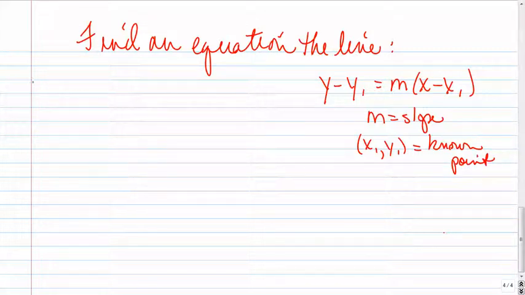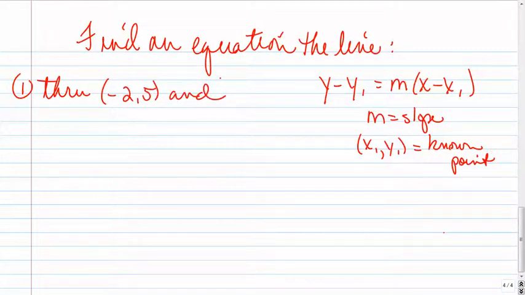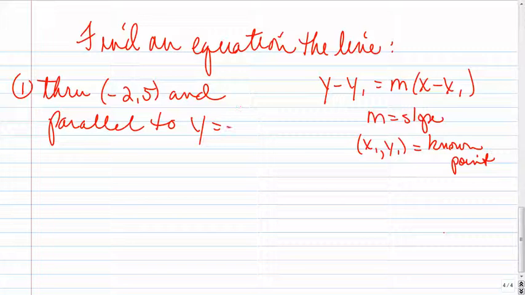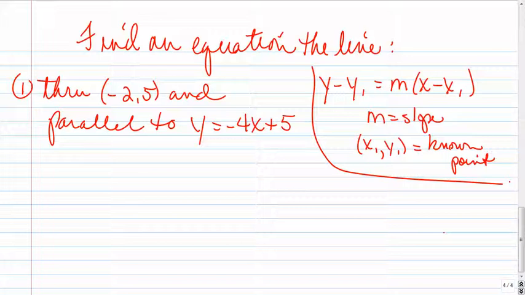So I want to find an equation of the line, point negative 2, 5, and it's going to be parallel to the graph of y equals negative 4x plus 5. Okay, so two things we have to know to find the equation of the line: a point on the line, which is given, and the slope of the line.